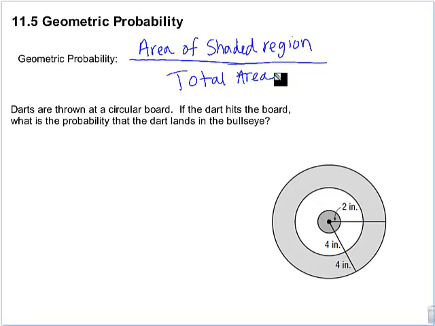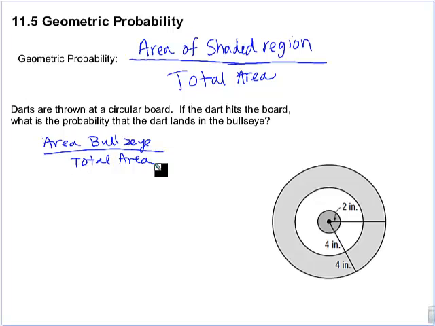So, for example, darts are thrown at a circular board randomly. Okay, so it's not by someone who's an expert, but they're just randomly thrown. We want to know if the dart hits the board, what's the probability that the dart lands in the bullseye? Where's the bullseye? Right there. It's right in the center. So we want to find the area of the bullseye, and then we divide it by the total area.